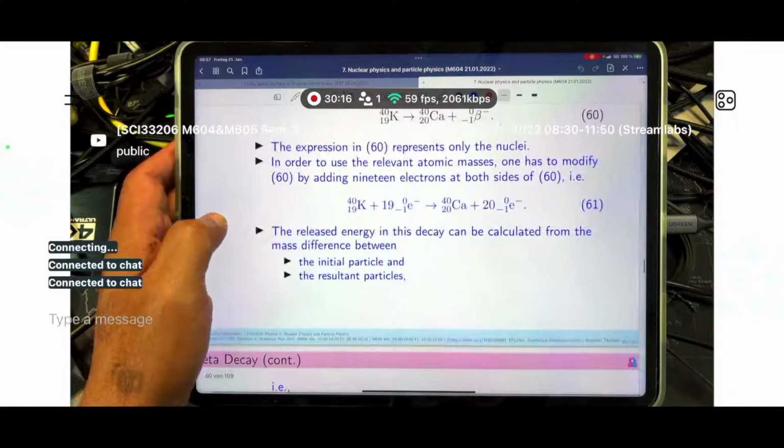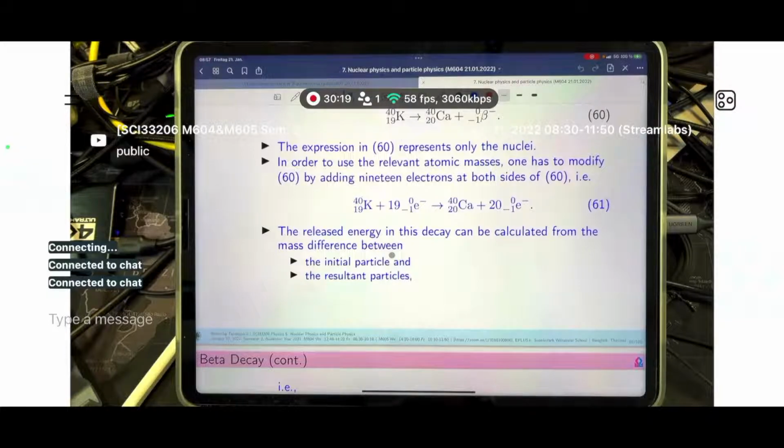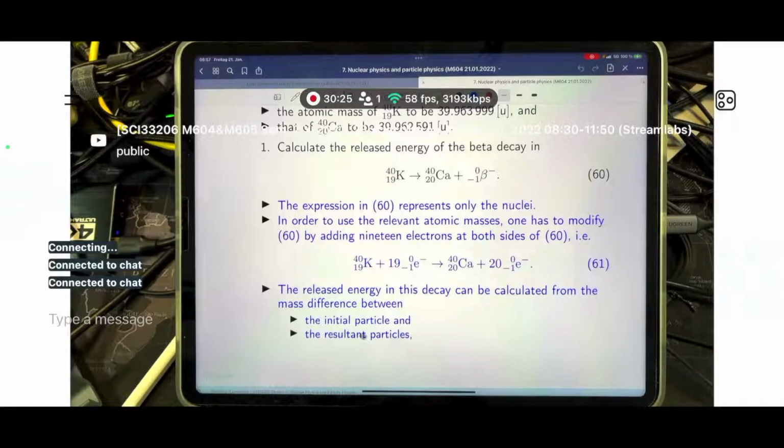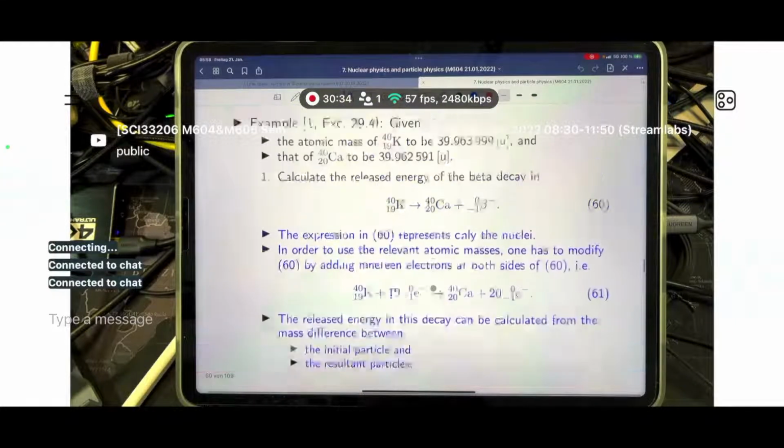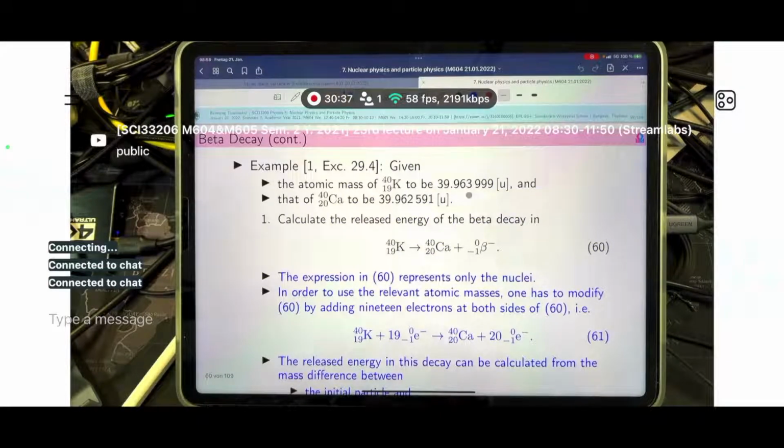Released energy can be calculated from the mass difference between the initial particle, which is potassium 40, and the resultant particles, which is calcium 40. We make the subtraction of the mass difference, and you could see that this ends up with 3999, and this one ends up with 2591. So almost 4,000 is greater than 2,600, right? So the mass at the input side is greater than the mass at the output side.